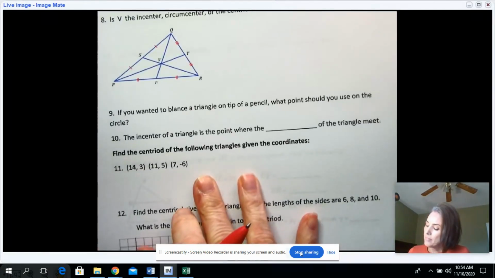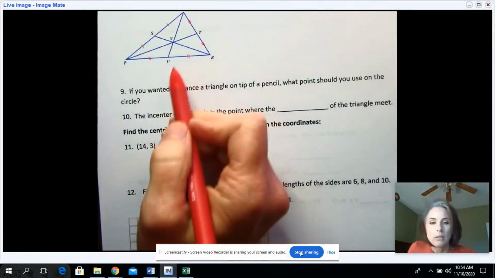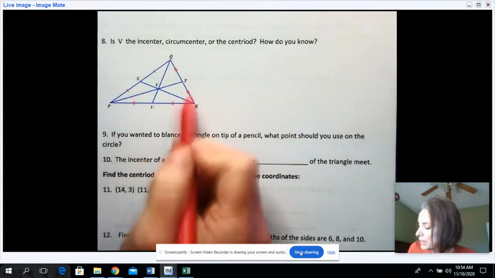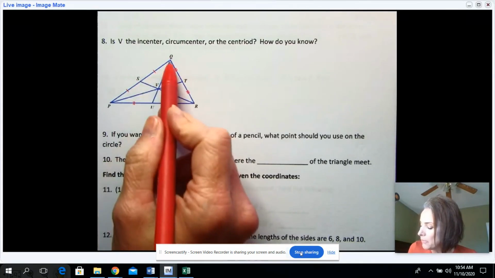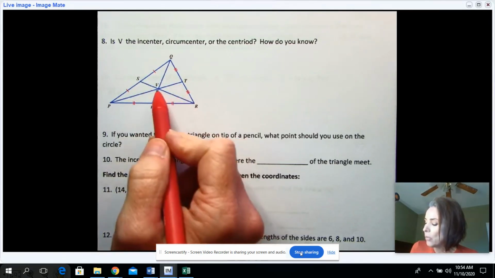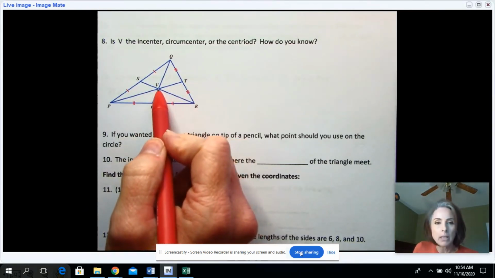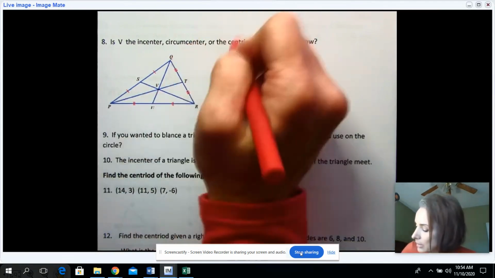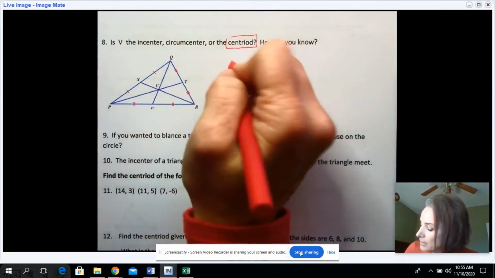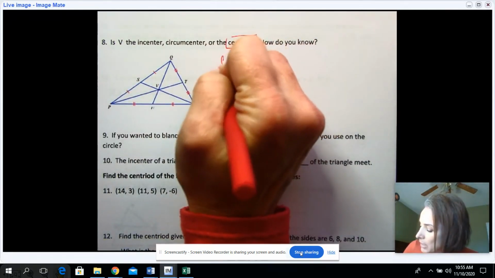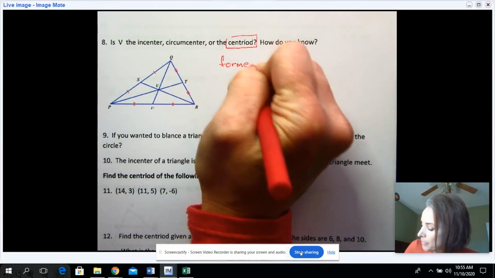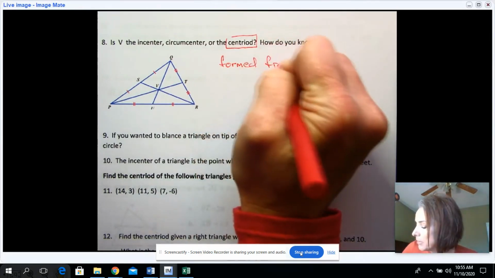V, what is V? Well, what do I see here? I see that's the midpoint, that's the midpoint, that's the midpoint, and you go from the vertex to the midpoint. So those are all medians. So what does the intersection of the three medians make? It makes the centroid. And how do we know? It's because it is formed from the intersection of the three medians.